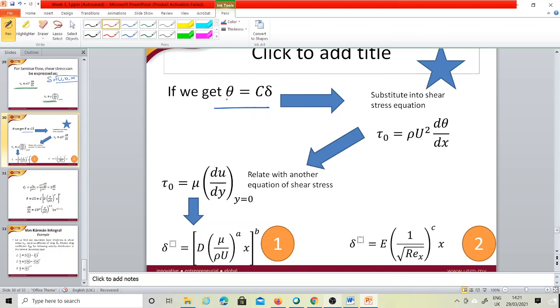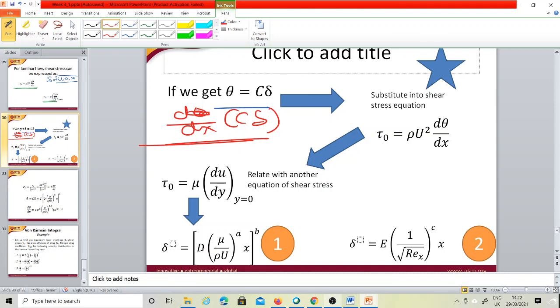Then you need to differentiate with respect to x. So remember that, okay? You need to write d theta by dx, and then we have d of C delta by dx. Delta is a function of x, so you need to differentiate this one. On the other hand, you have this du by dy. You already know that du by dy. What is du by dy?